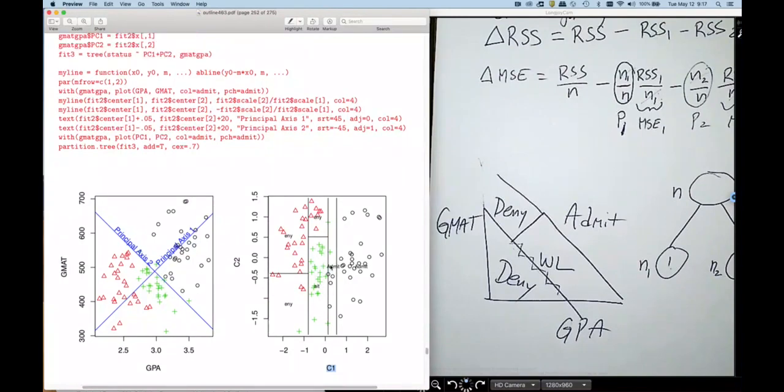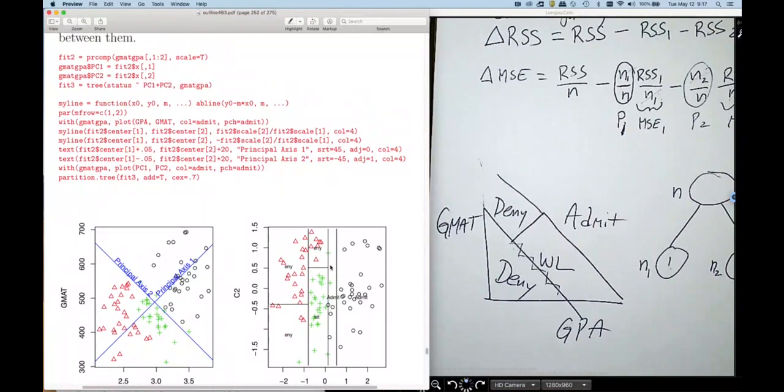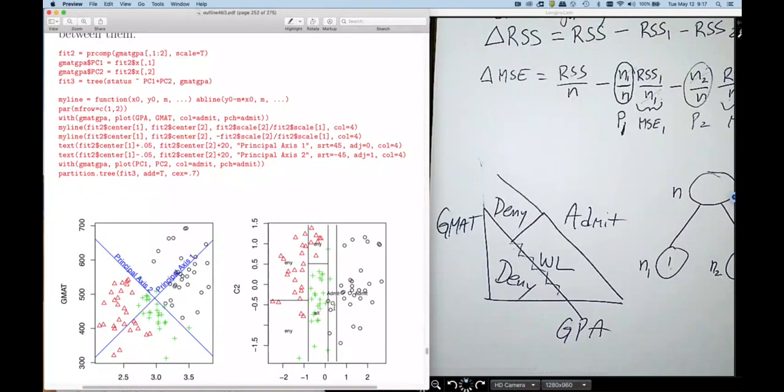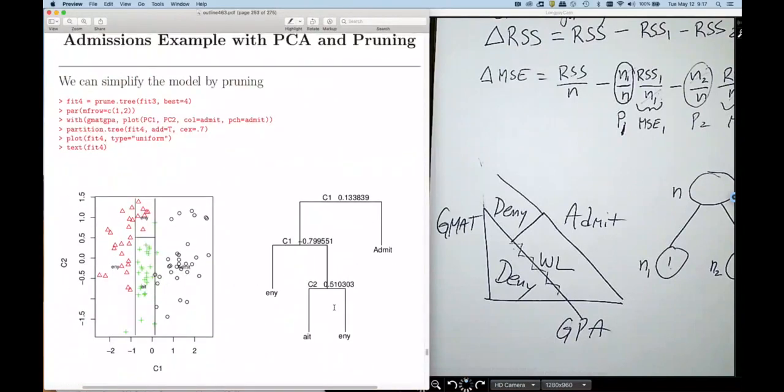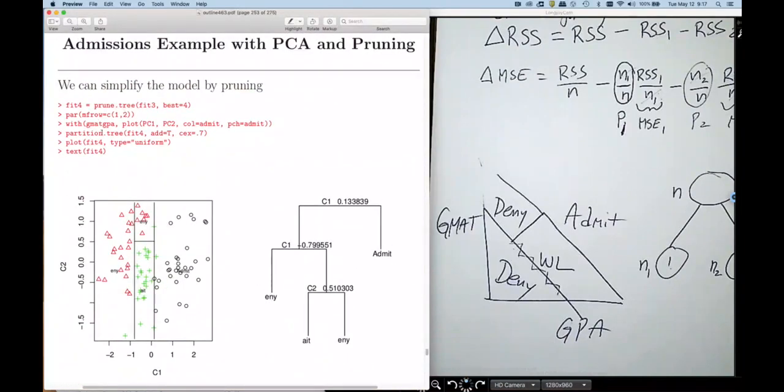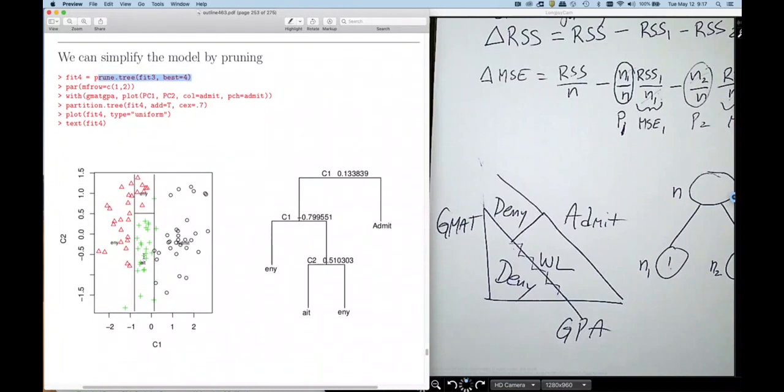All right, well, I want to illustrate one more thing with this. By default, the tree has given me some extra splits. So I don't think I need all these splits. I'm going to go prune my tree. So on this next page, I'm going to use this prune function and say, just give me a tree with 4 nodes. And what you see is we end up with an amazingly simple model that is extremely easy to interpret.